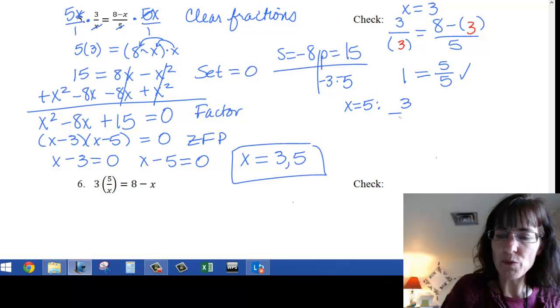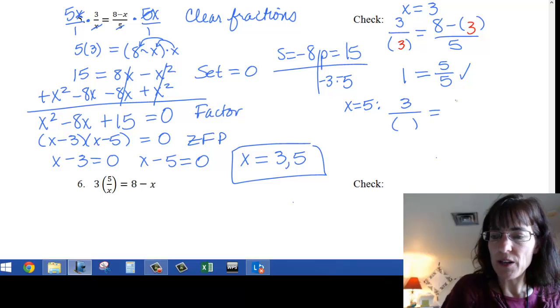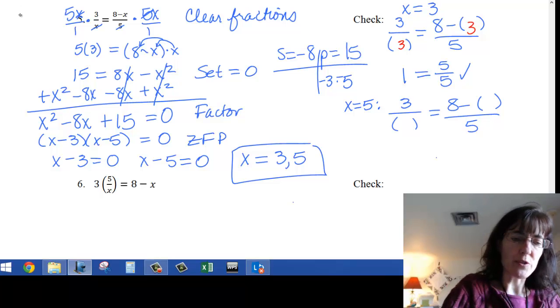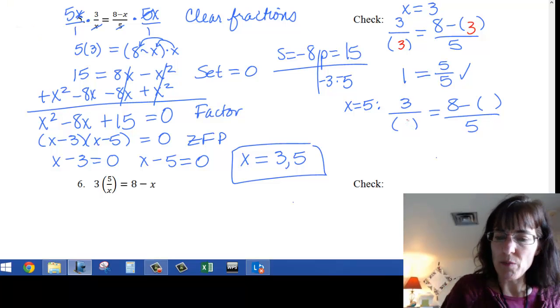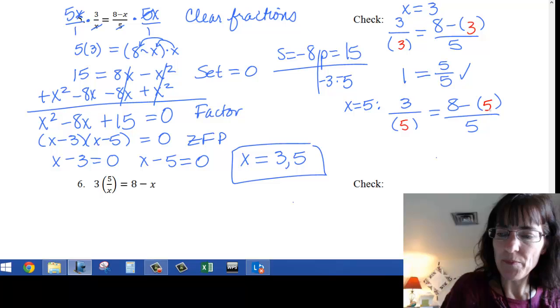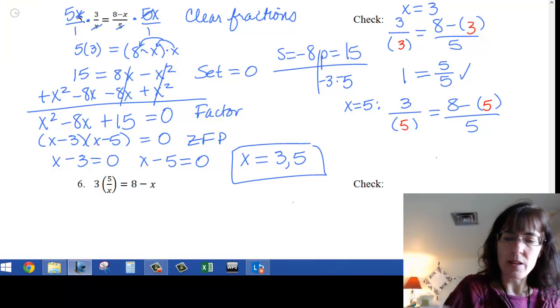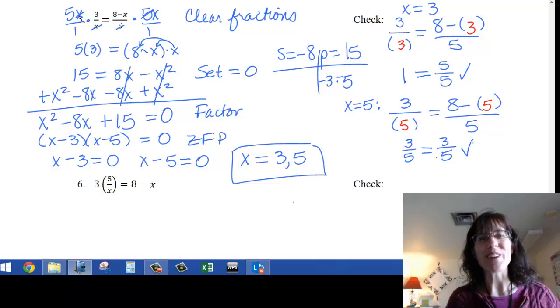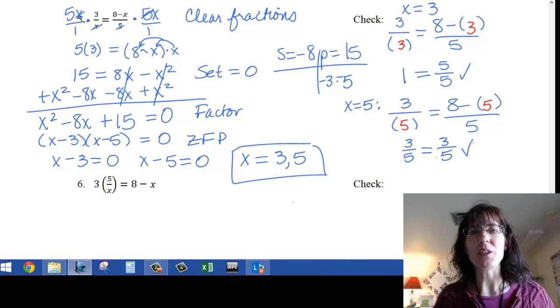And so I'll do 3 over my x equals 8 minus whatever my x is over 5. That's my original problem. Plug in my 5's this time. And then simplify, so I have 3/5 equals 8 minus 5, which is 3/5, so that one is correct as well because it comes up to another true statement.